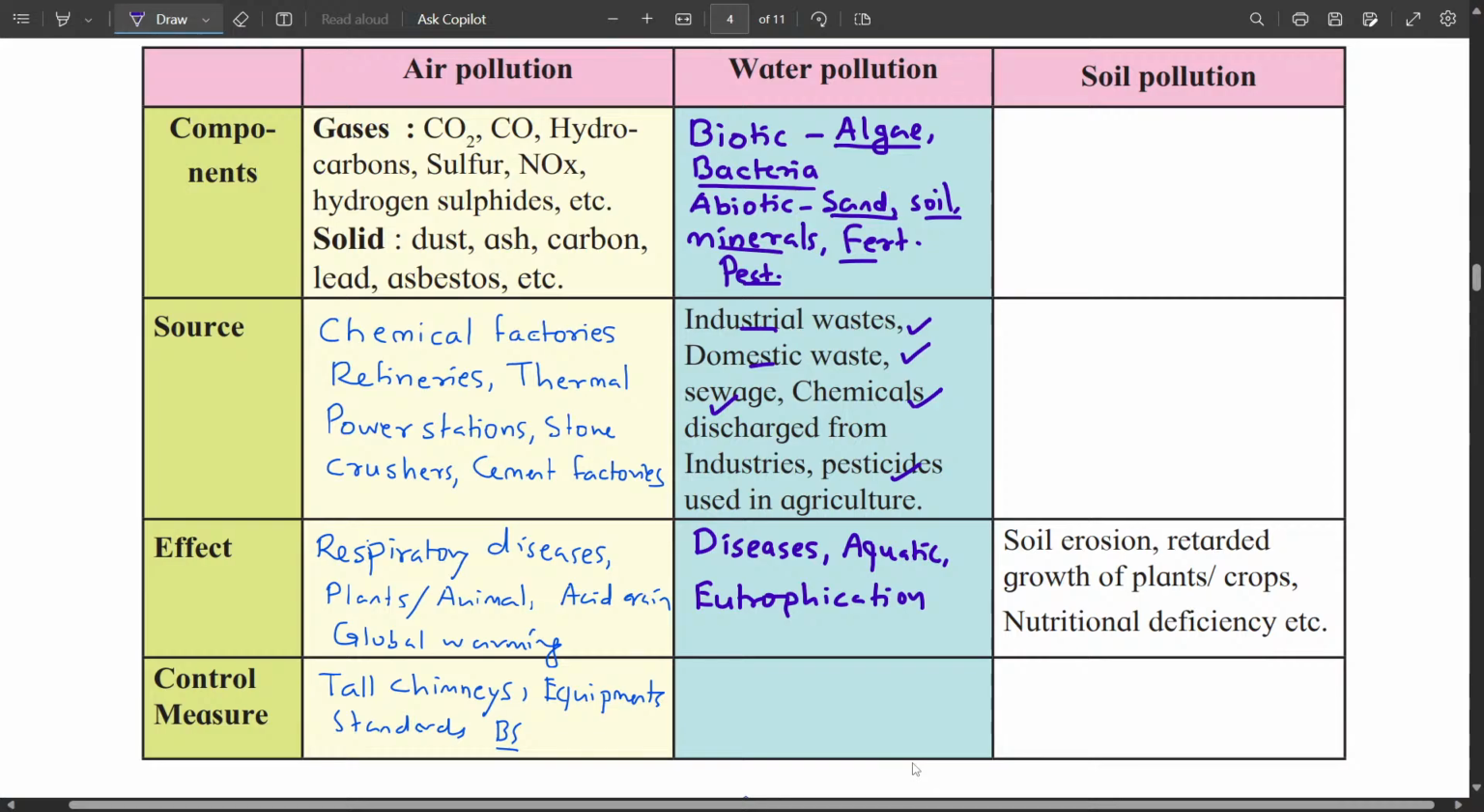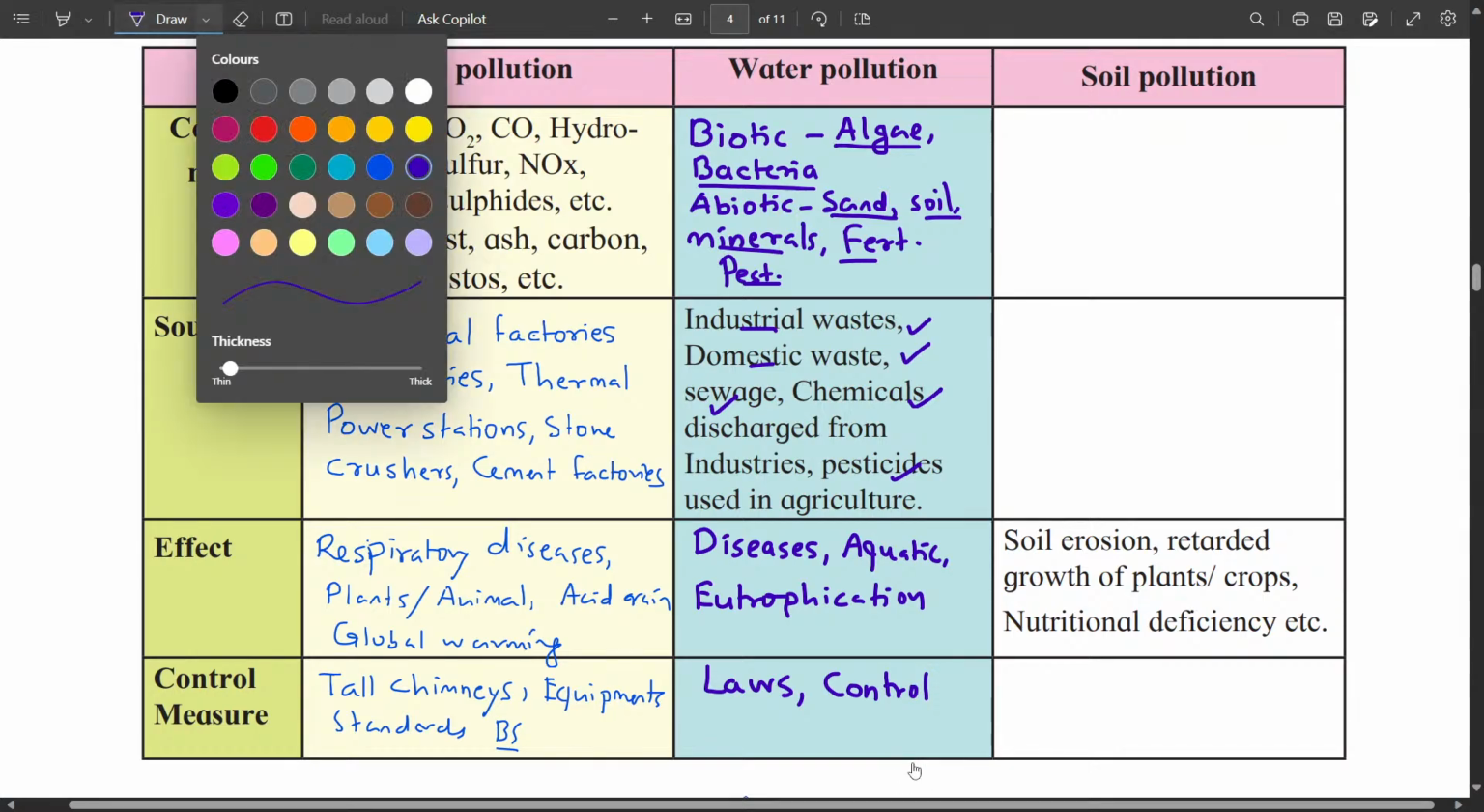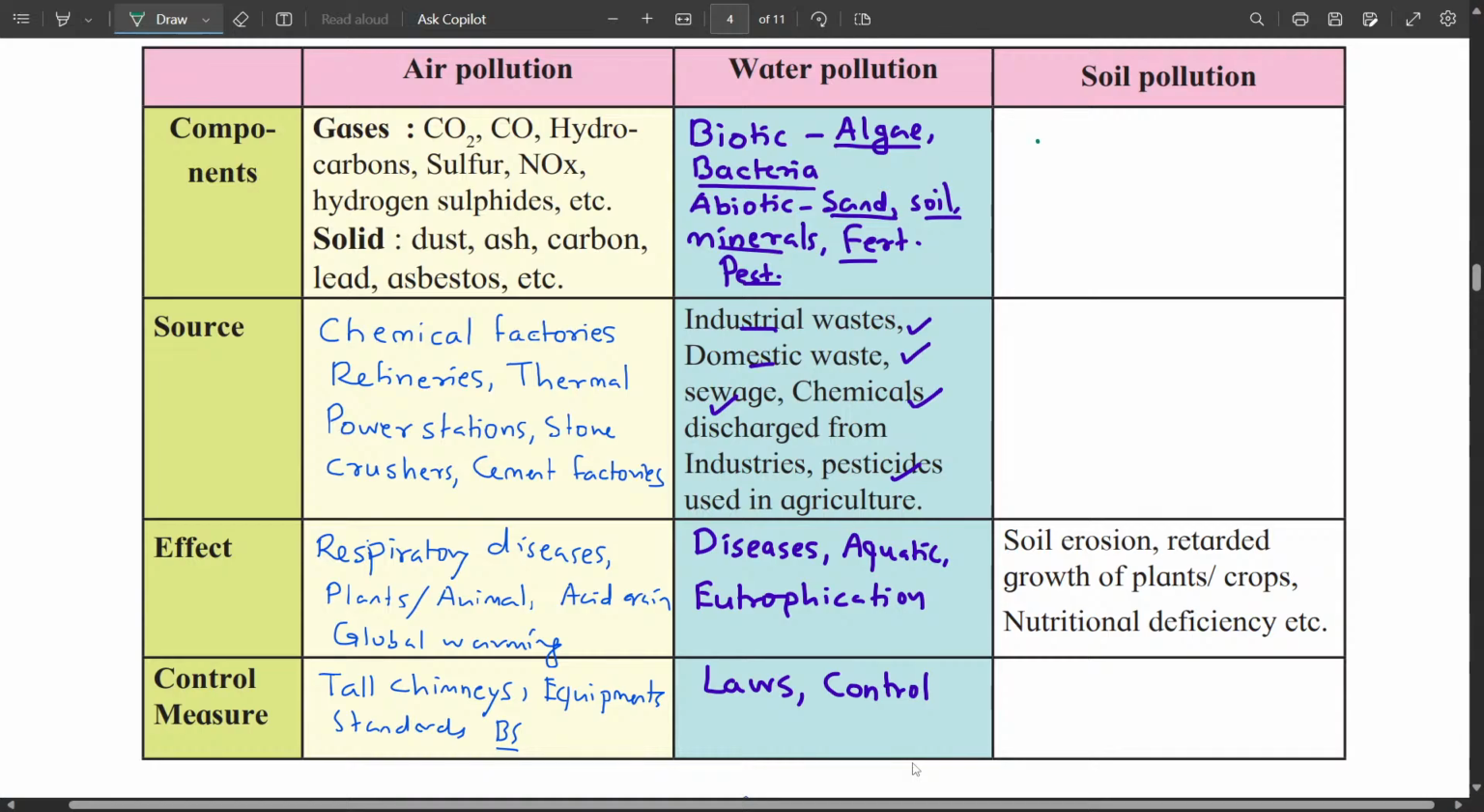How can this water pollution be controlled? By enforcing stringent laws and control over effluents, water pollution can be controlled. Next is soil pollution. What are the components of soil pollution? Pesticides, fertilizers, heavy metals, then solid waste, toxic chemicals, all these are components of soil pollution.